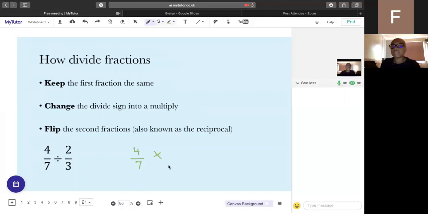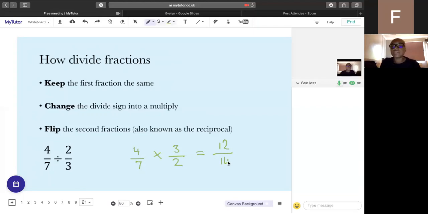To flip a fraction is also the same as the reciprocal of the fraction. All that means is turn it upside down. So now we have 3 over 2 instead of 2 over 3. And now we just calculate what is 4 over 7 times 3 over 2. So 4 times 3 is 12, and 7 times 2 is 14. So we've got 12 over 14.